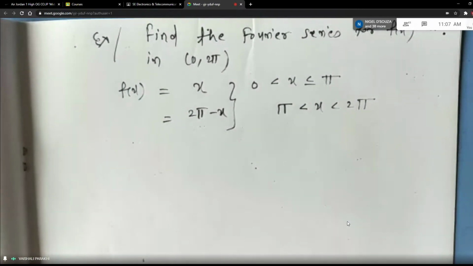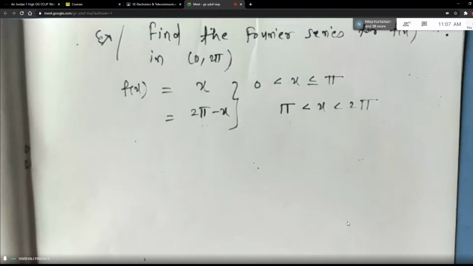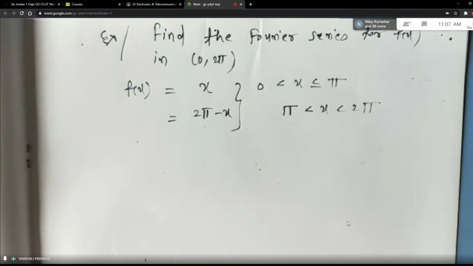Now here also you will be finding the Fourier series only, but what is the difference between the previous problem and this problem? Here also the interval is the same, from 0 to 2 pi, but there the function f of x was a single function, x square, students, and it was defined in the whole interval 0 to 2 pi. Now what is the difference here? Here the function is split in two terms in the two intervals.